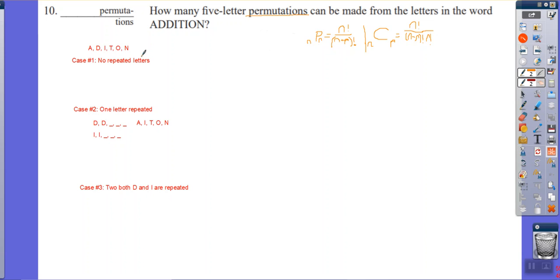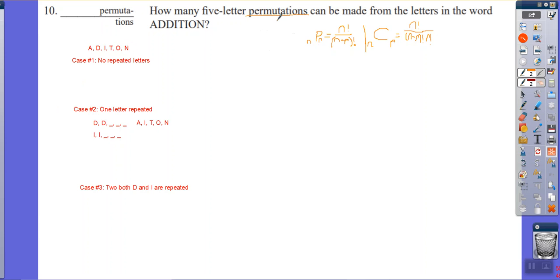All right, so I have 8 letters in the word addition, and I'm only using 5 of them. Addition has 2 D's as well as 2 I's. Now, I have 3 different cases. I can have no repeated letters, which means D and I are each used exactly once. I can have D used twice or I used twice. And then I could have D and I both used twice. These are completely separate situations, so I need to treat them separately and then add up the total number of permutations at the end. So that's my strategy. Let's go.